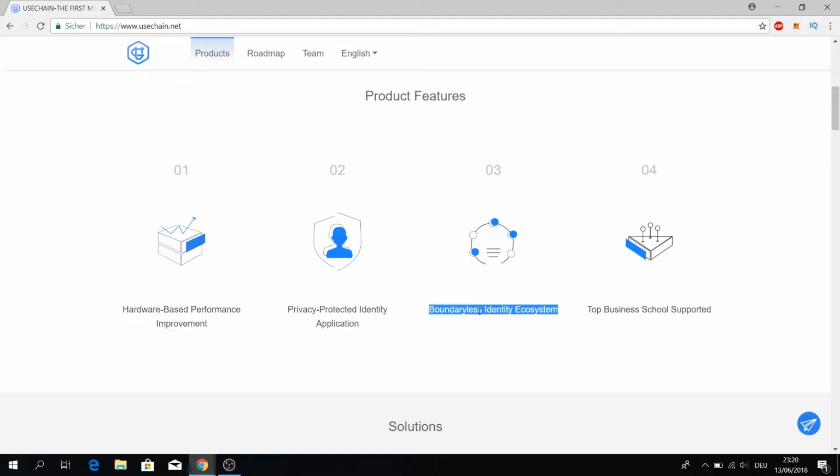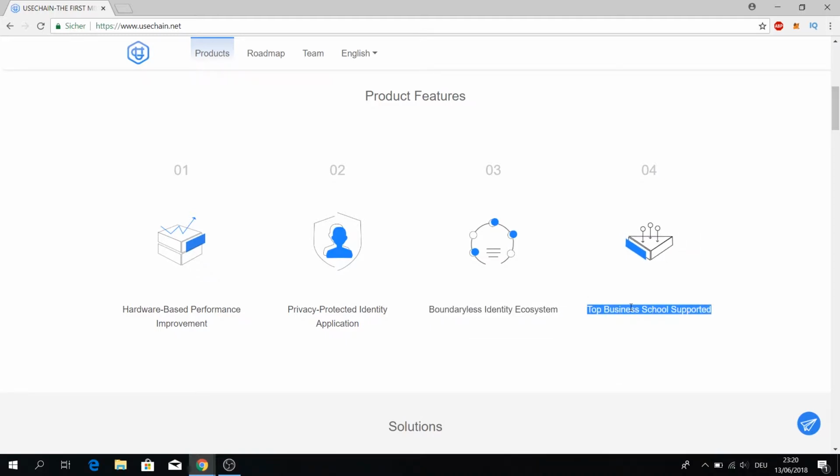Basically, if you have registered, if you have an ID on one platform, you can very easily transfer it to another platform without re-registering. So it's an ecosystem with shared identity, where you can move your identity to the other platform. It saves you a lot of time and can be very efficient. And in my opinion, it can open up possibilities for totally new applications or programs. And top business school supported.